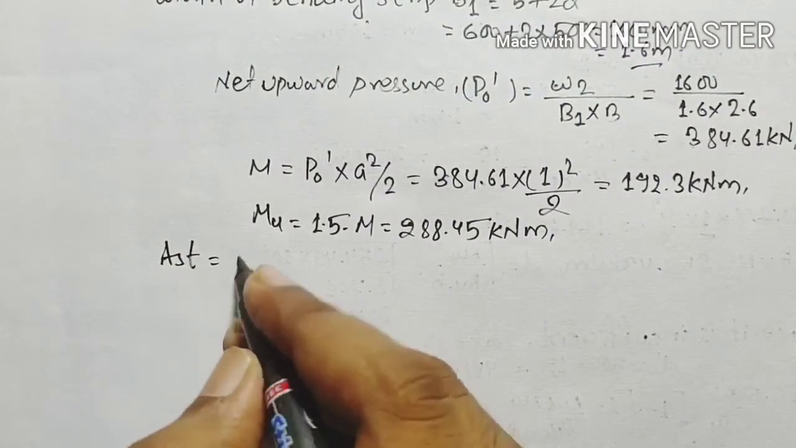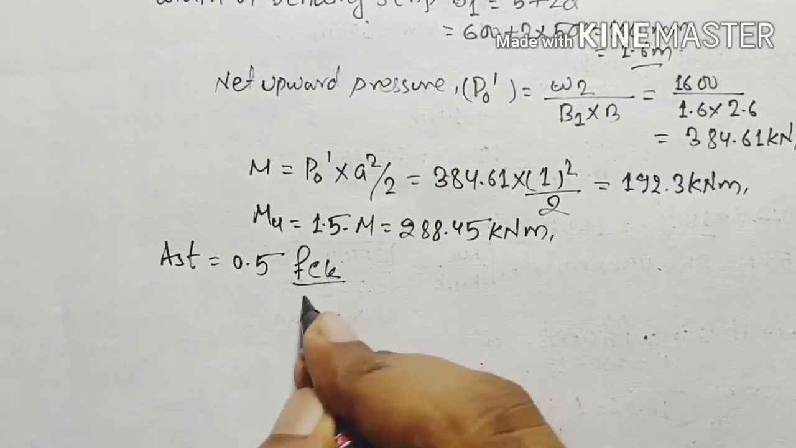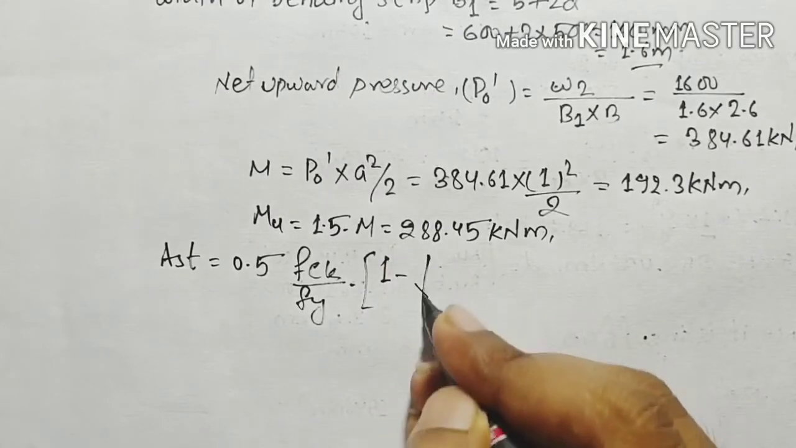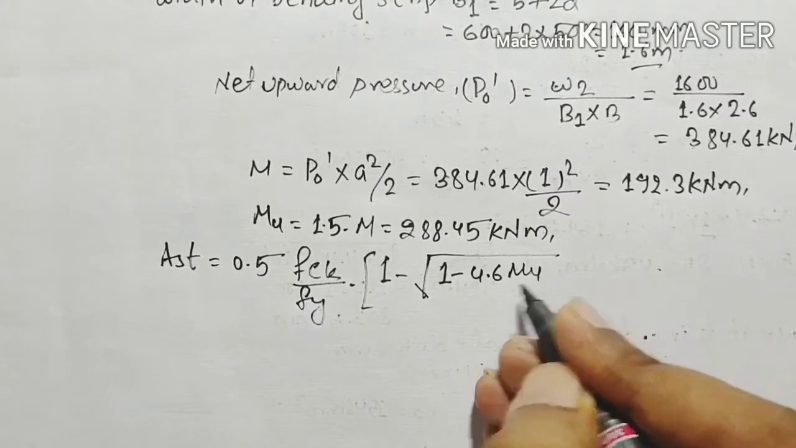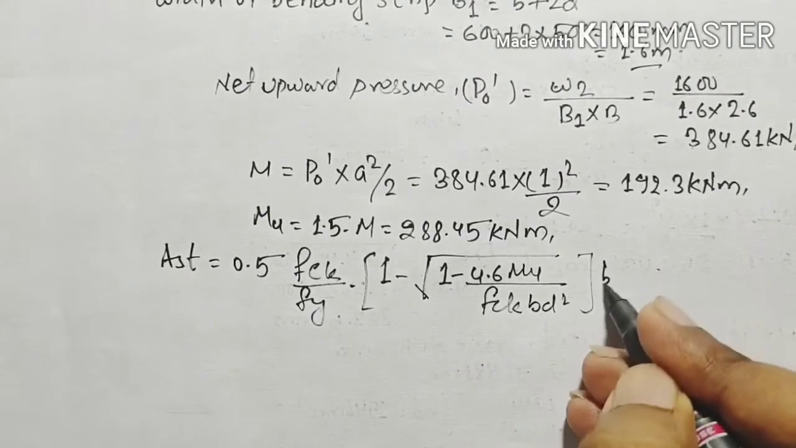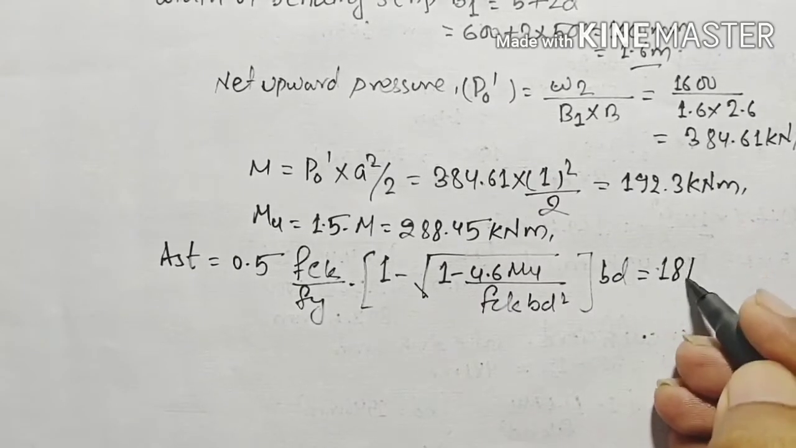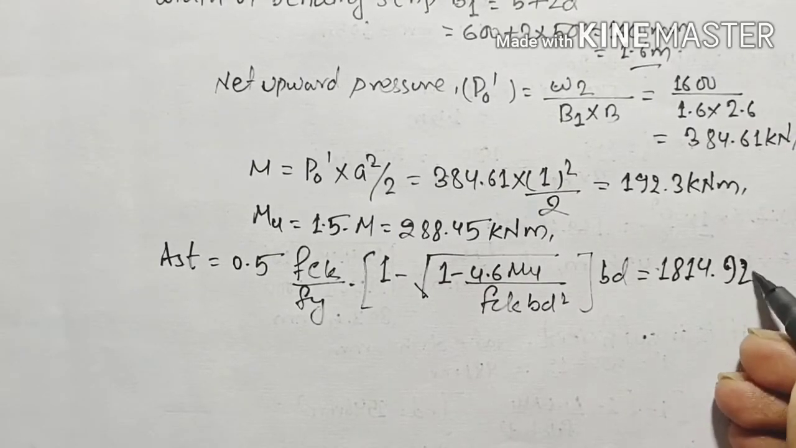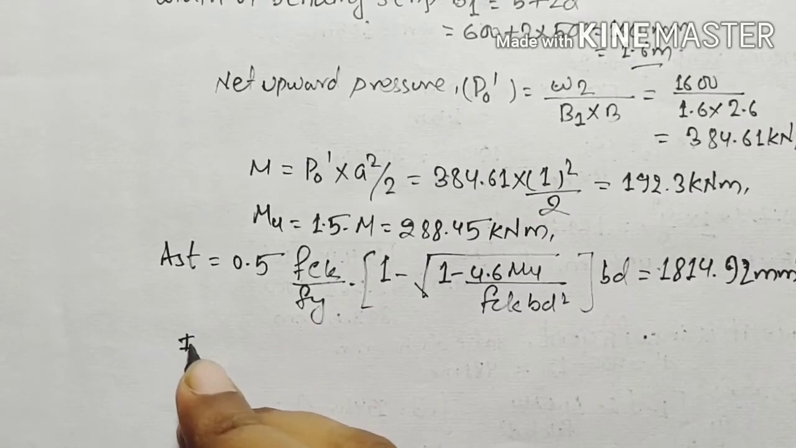Now after calculating the value of Mu, we need to find the value of AST. So we will again be using the same formula for AST, that is 0.5 fck by fy times 1 minus root under 1 minus 4.6 Mu by fck bd square times bd. So we will get the value of AST as 1814.92 millimeter square.